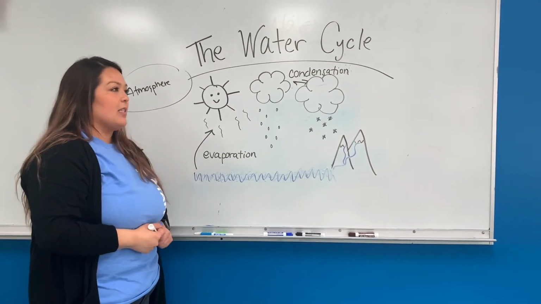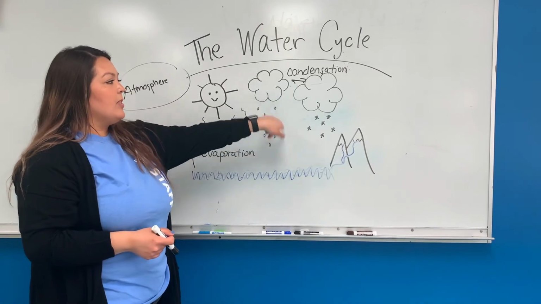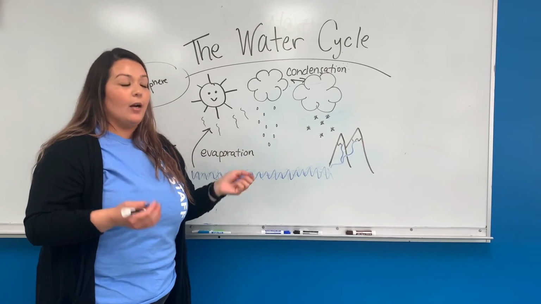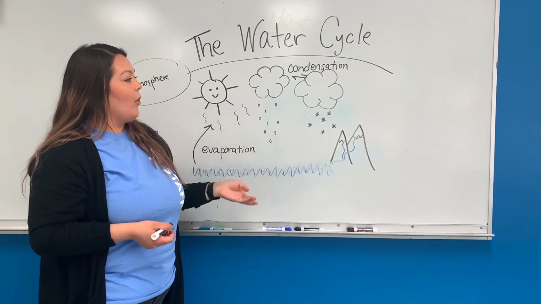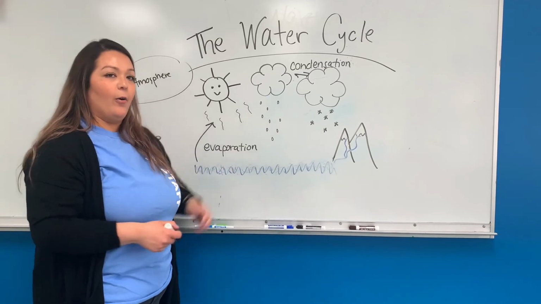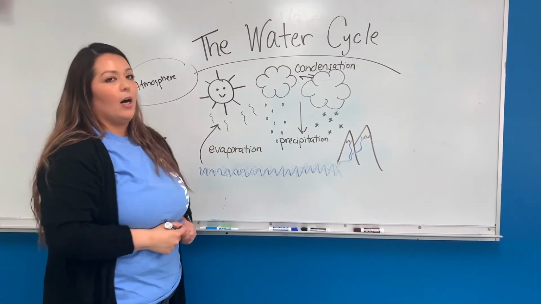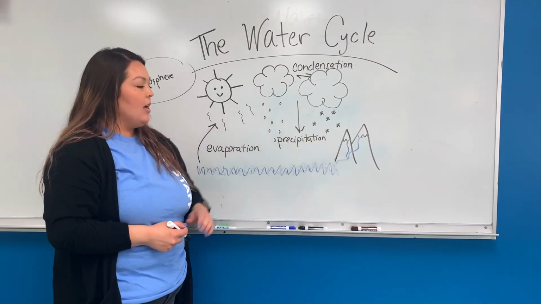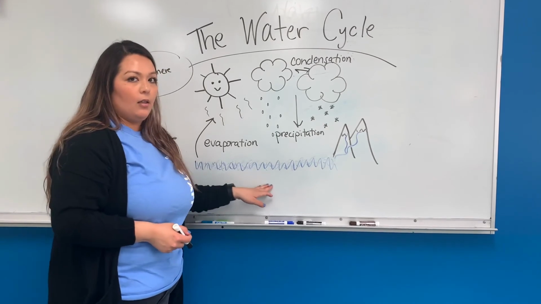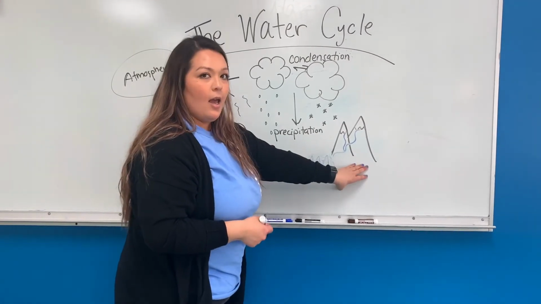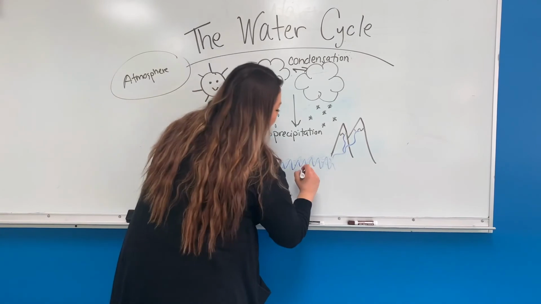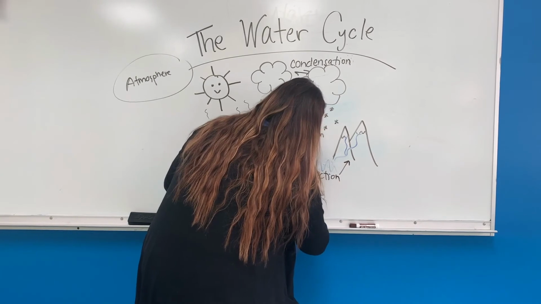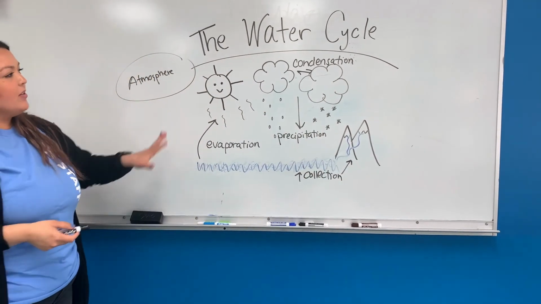The next step of the water cycle is going to be precipitation. Precipitation happens when the water that is condensed up in the clouds becomes too heavy to remain up there, so it begins to fall down in the form of rain, snow, sleet, or hail. And the last step of the water cycle that we learned about was collection. Now collection is when the water that falls down as precipitation can either land in a body of water like the ocean, or it can land on land and become groundwater. So collection will be happening here. So those are the steps of the water cycle.